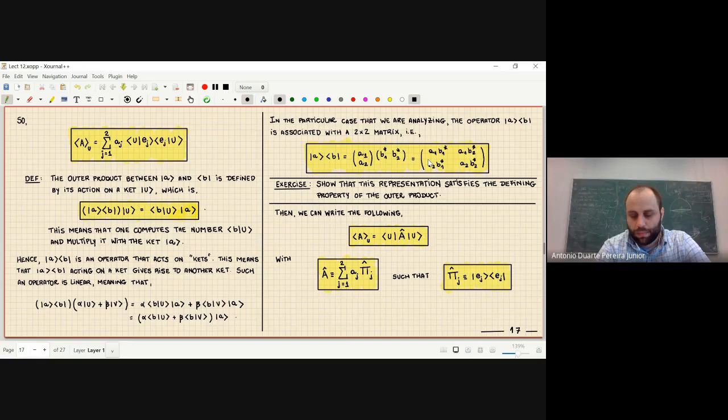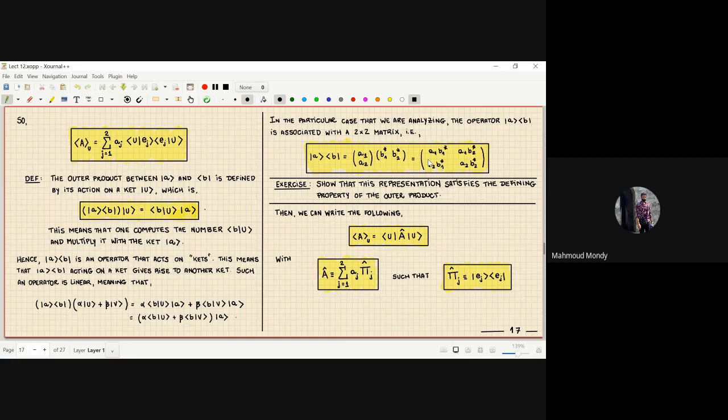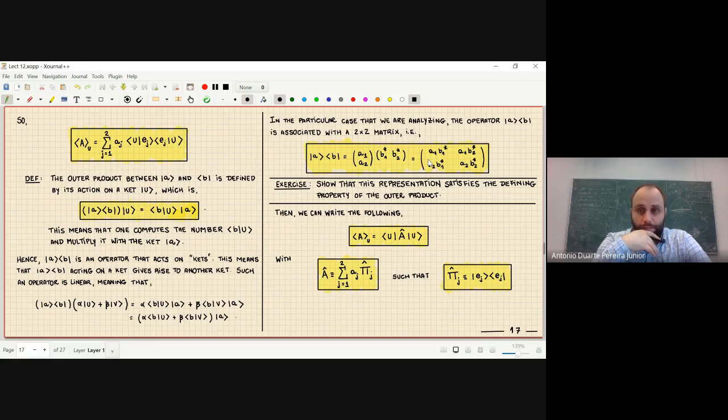What I was doing yesterday, I multiplied the outer product, ket A bra B, by the ket vector for U. Yes. I can't understand the answer.